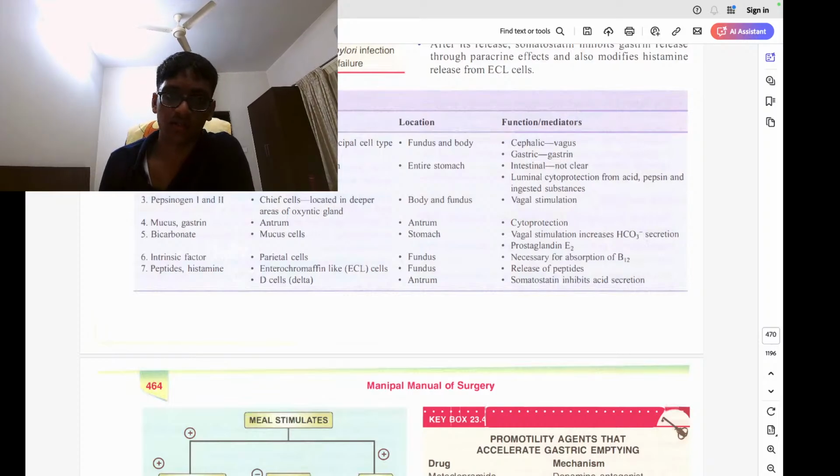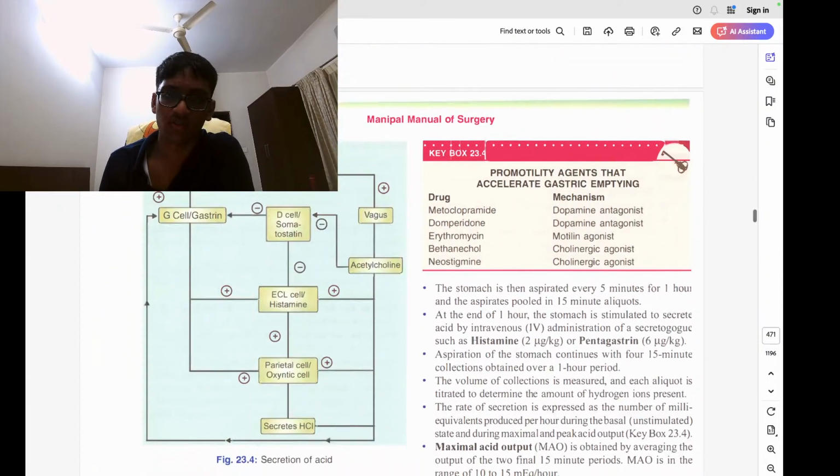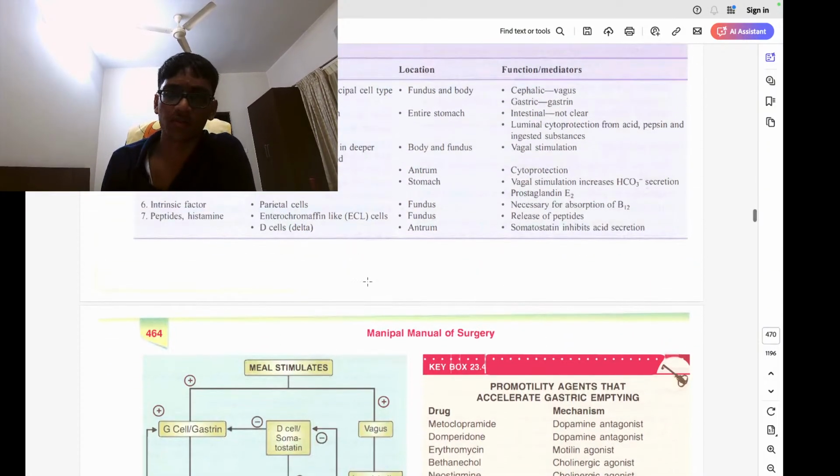Gastric acid secretion is very hard to remember, but you will have to remember this for NLP anyway.